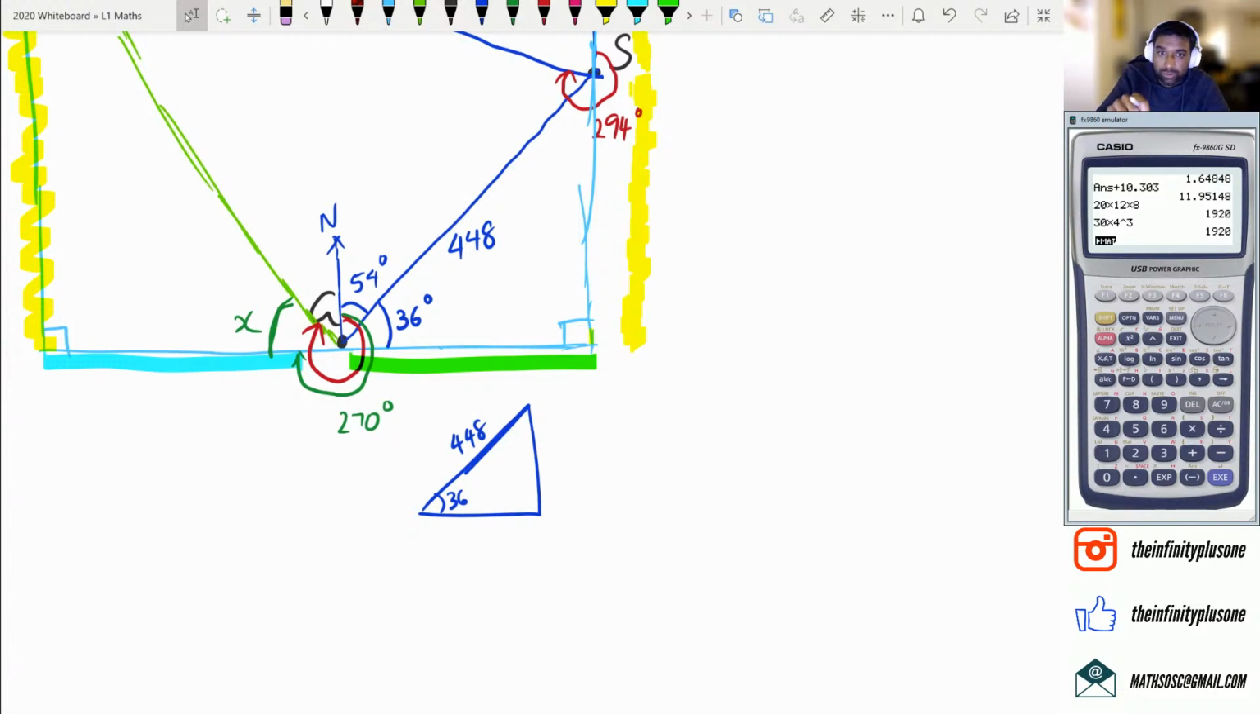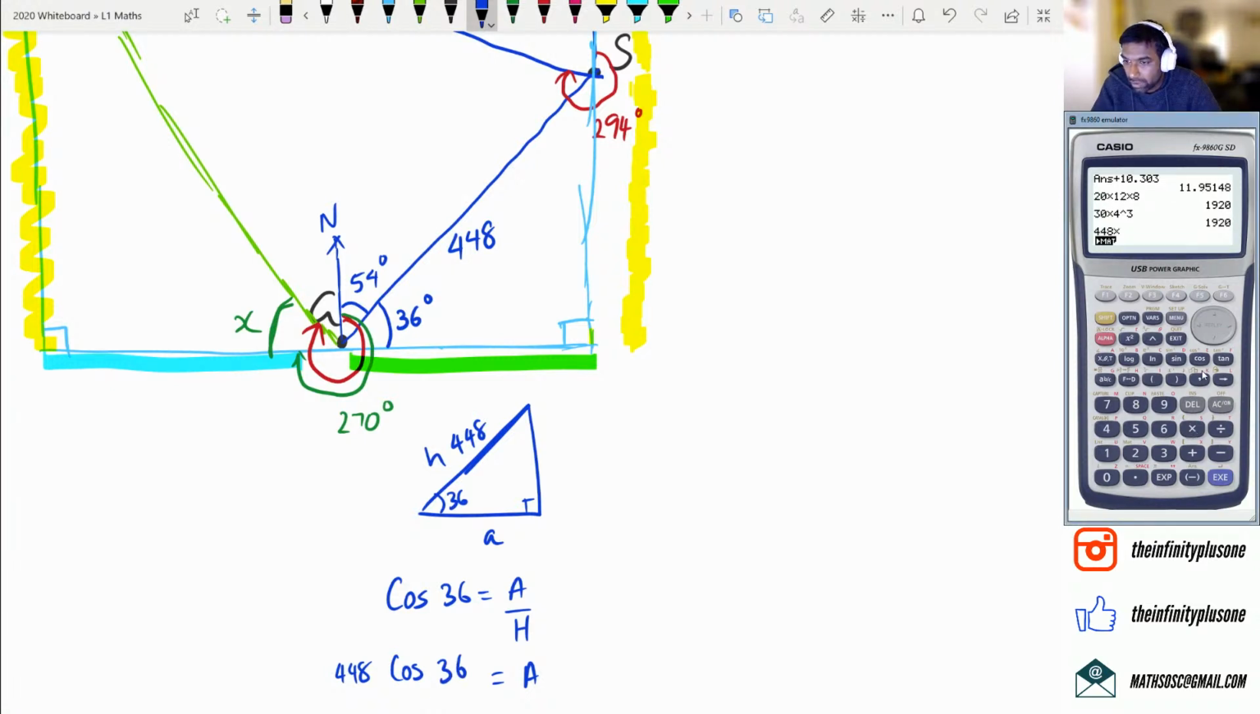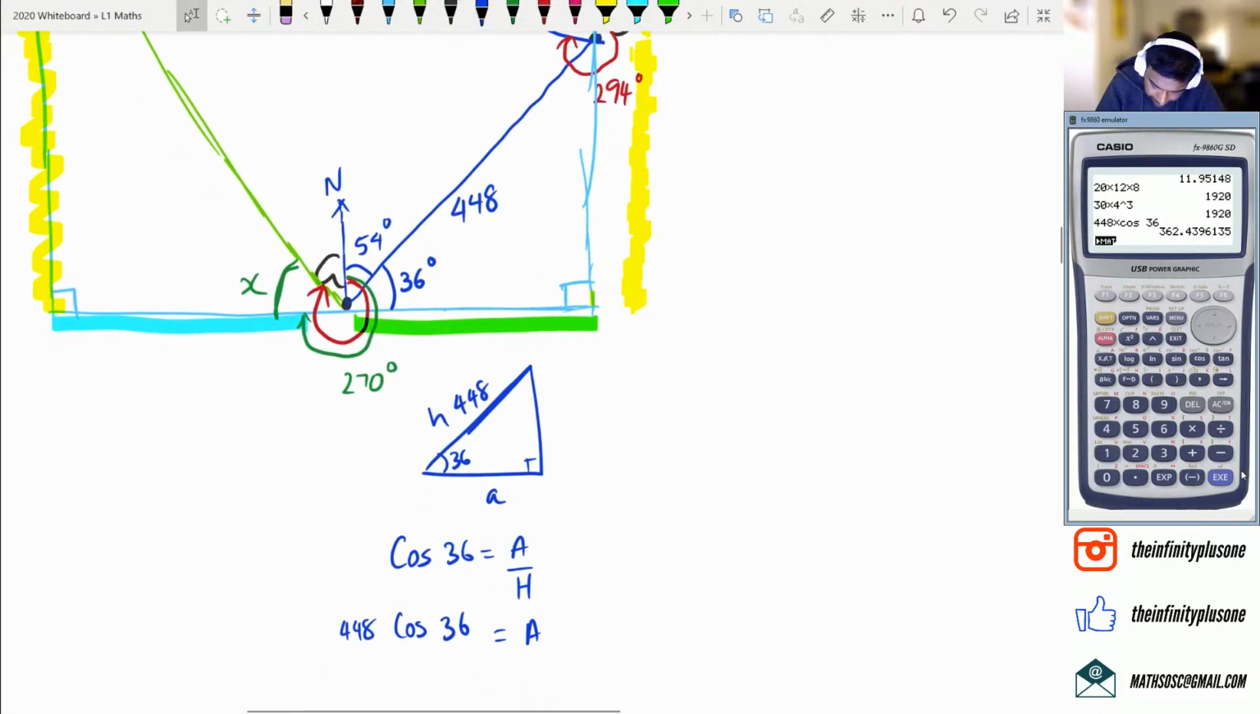So at the moment, I'm going to try and work out the green part of this triangle first. So that is going to be hypotenuse, and this is going to be adjacent. So I've got cos of 36 equals adjacent over hypotenuse. So adjacent is 448 times cos 36. Put that in the calculator. Let's work it out. So that's going to give me 362.444.